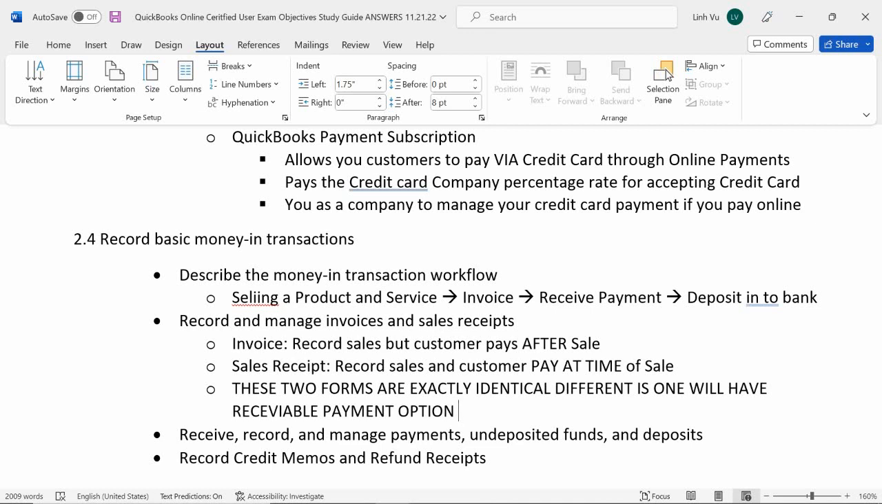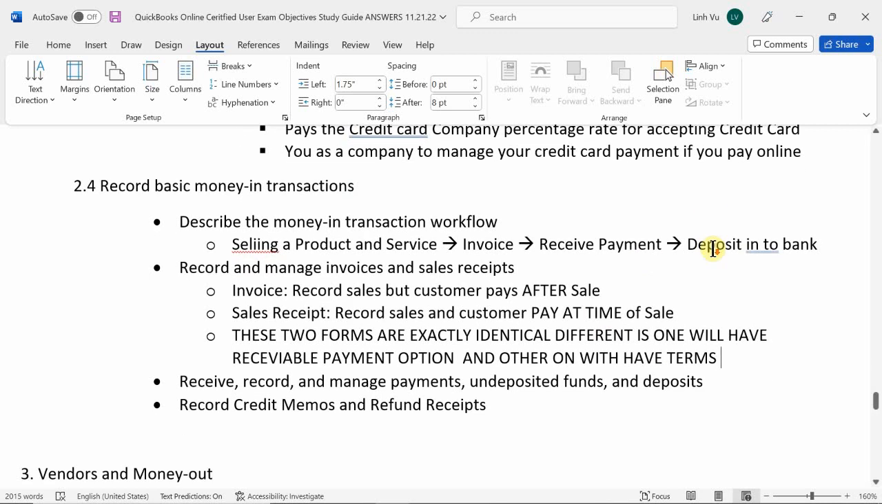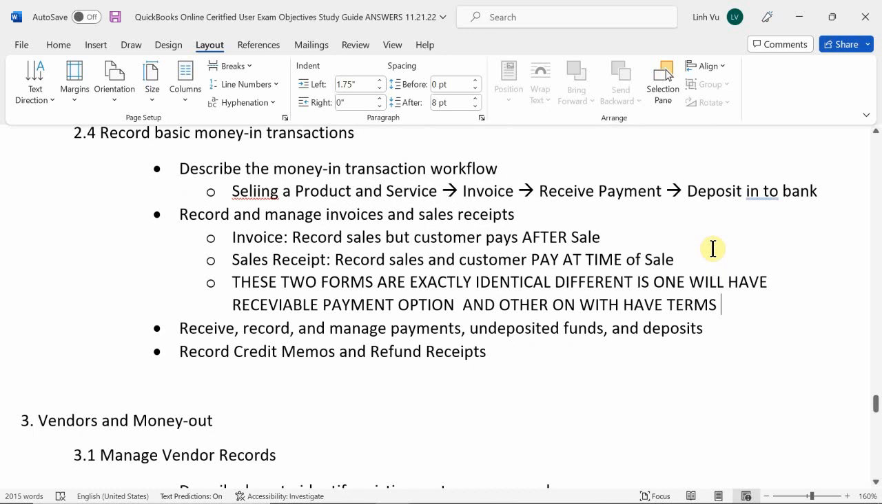One of them will have the receive payments option and the other one will have terms. Obviously you're not going to have terms for a sales receipt, because they paid at time of service, whereas terms gives the customer a time frame to pay you back within. So that's the huge difference. They're formatted the same: you put in the person, the date, and what number you're coding this sales transaction to. Then you list out your products and services. The only difference is one has the option for the customer to pay, and the other is for the option to bill your customer and give them a time frame.